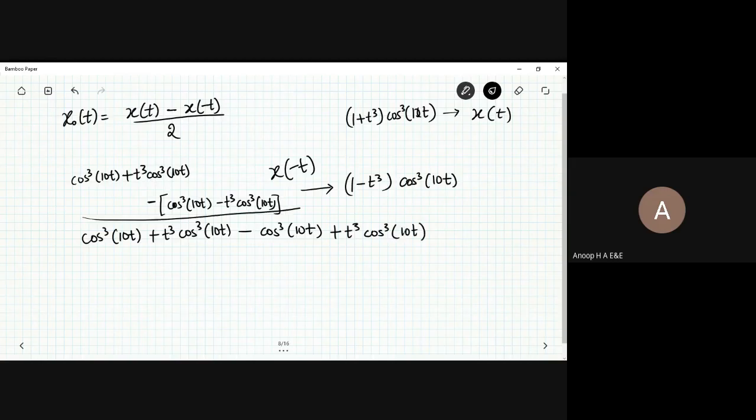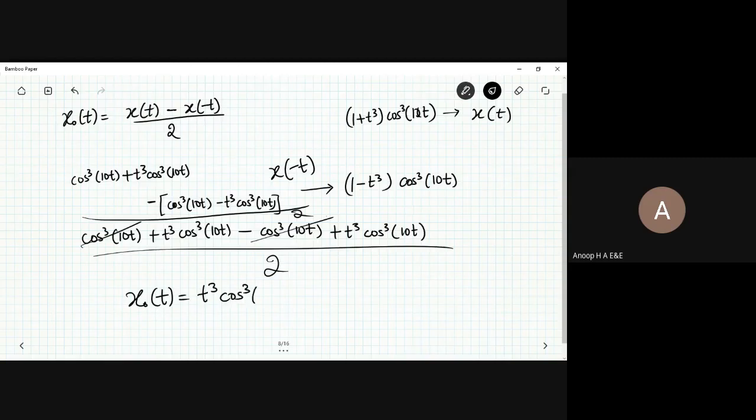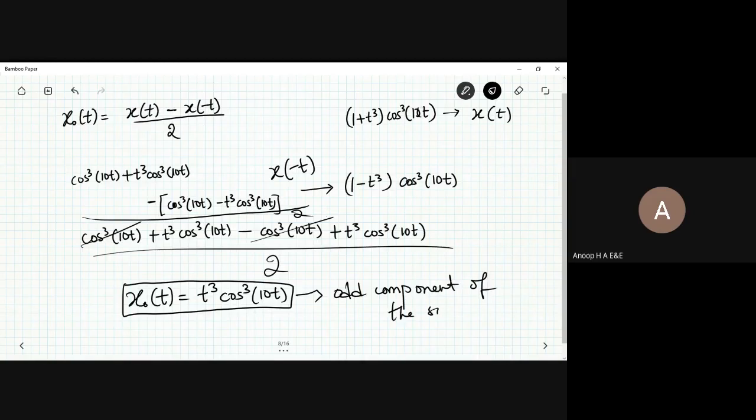This entire term has to be divided by 2. The cos cube terms with the minus sign cancel, and you are left with the odd component, after dividing by 2, as t cube cos cube 10t. This is the odd component of the signal that is present there. This is how you find the odd component and the even component of the signal.